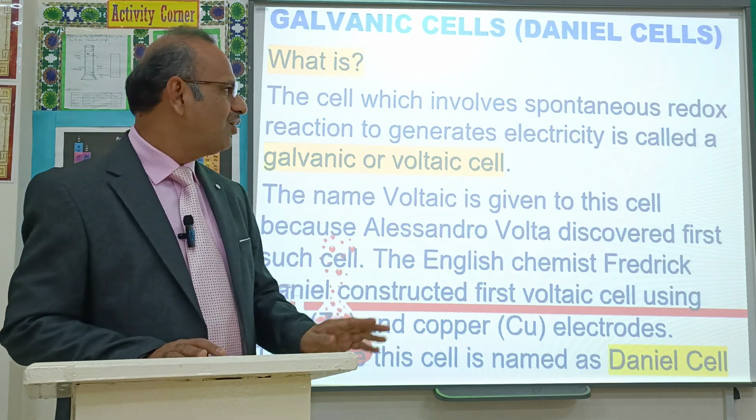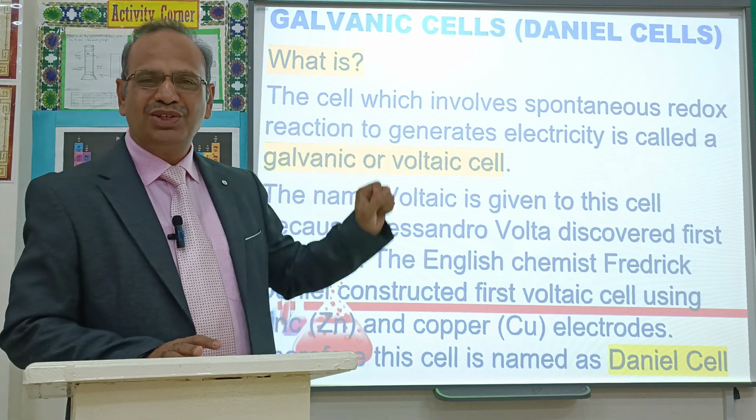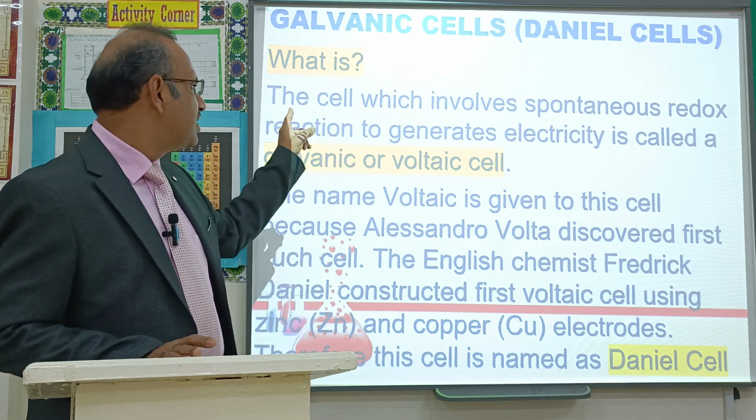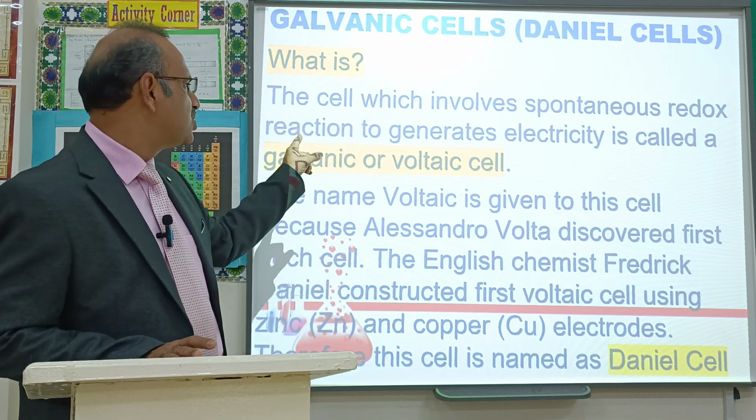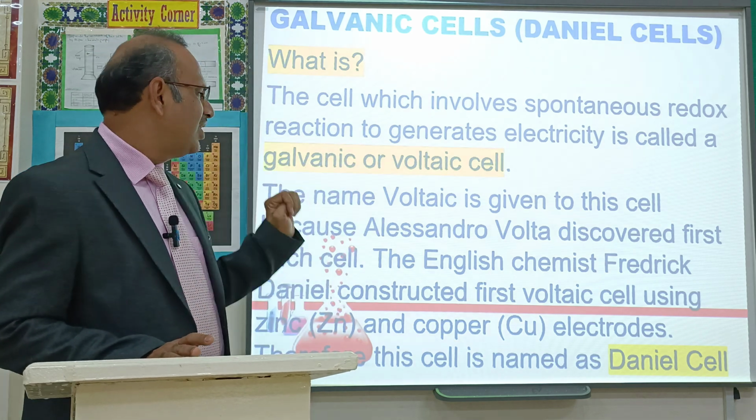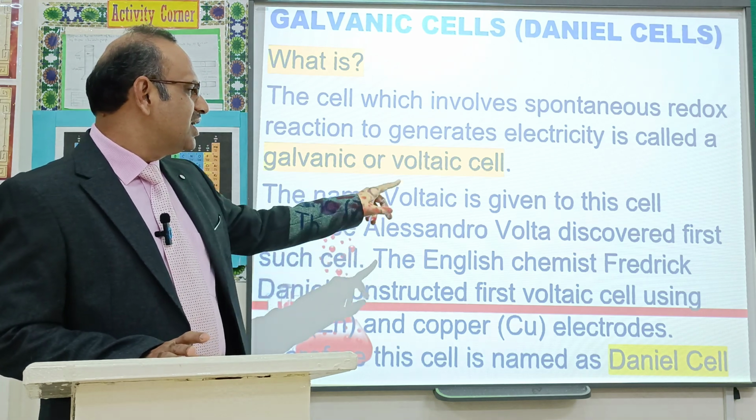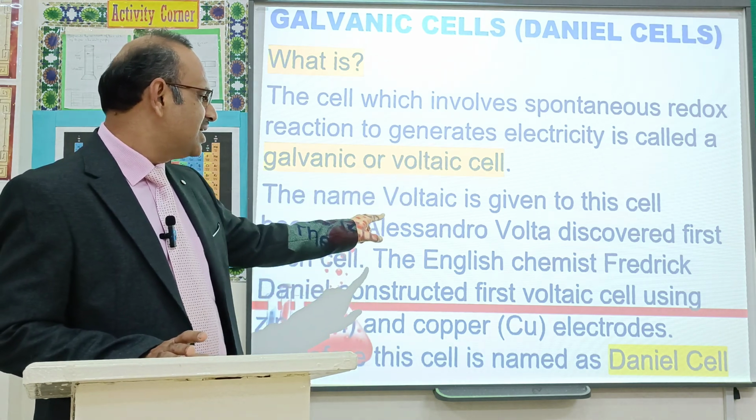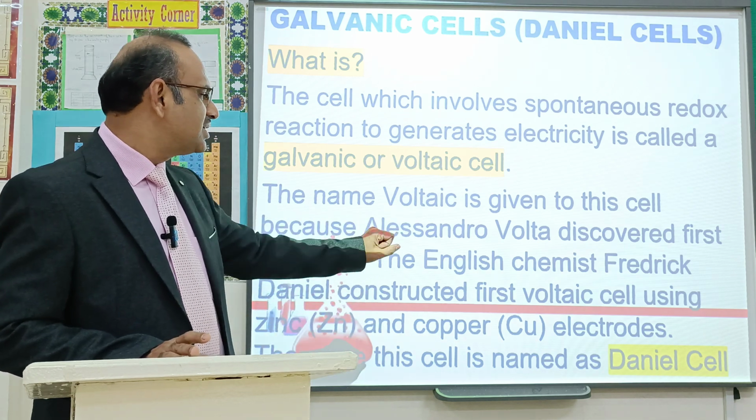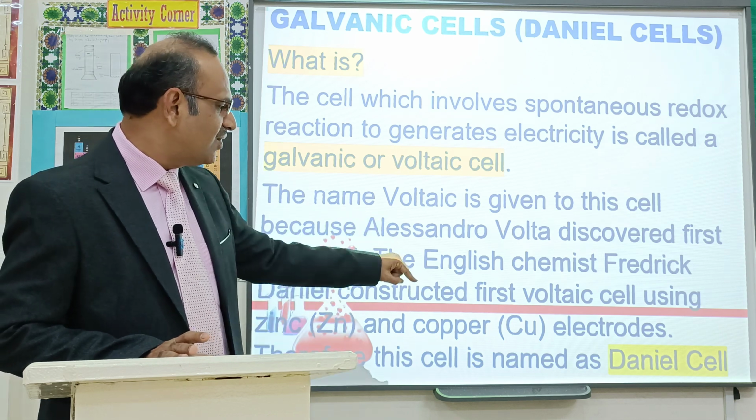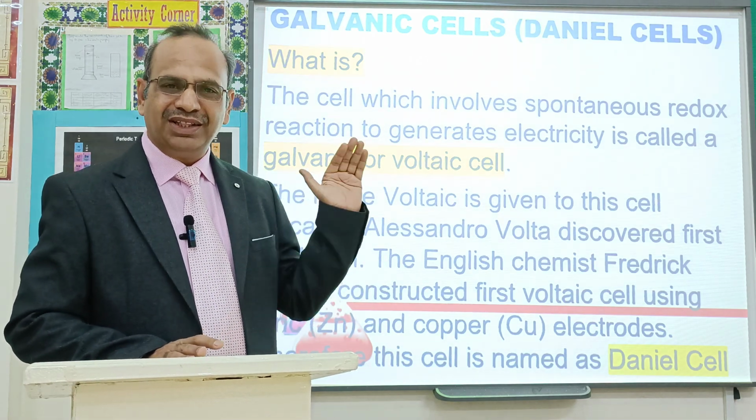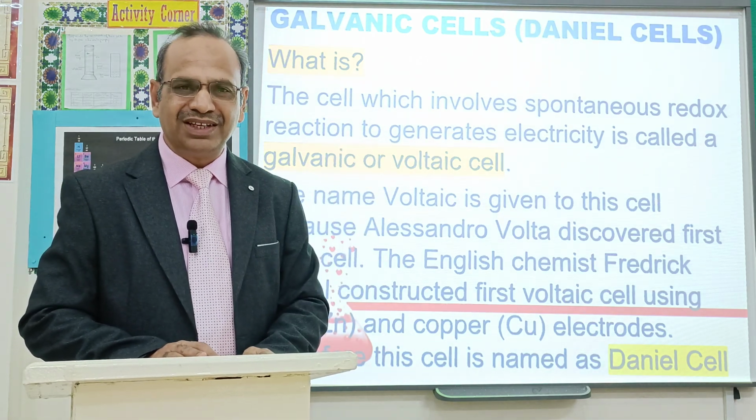Let us start. First of all, the galvanic cell may also be called the Daniel cell. First you must know what this is: the cell which involves a spontaneous redox reaction to generate electricity is called a voltaic cell or galvanic cell. The name voltaic is given to this cell because Alessandro Volta first discovered such a cell. And the English chemist Frederick Daniel first constructed a voltaic cell using zinc and copper electrodes. Due to that, this is also called the Daniel cell.